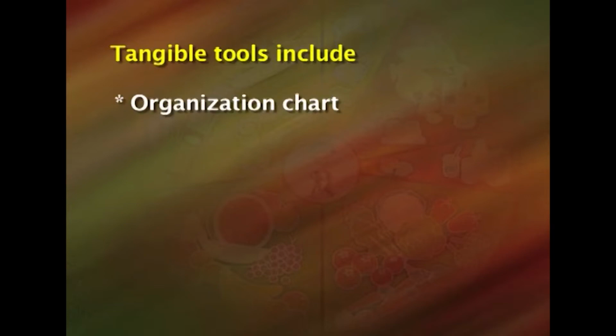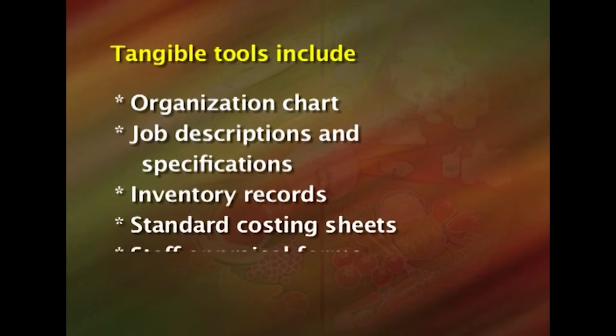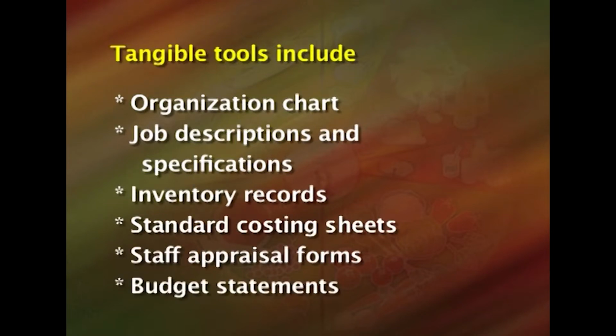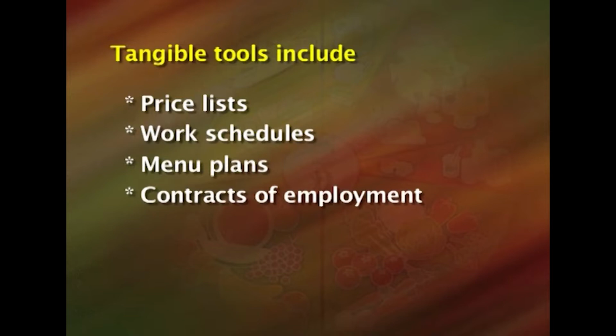The tangible tools include organization chart, job descriptions and specifications, inventory records, standard costing sheets, staff appraisal forms, budget statements, price lists, work schedules, menu plans, contracts of employment, job analysis and benchmarking. Let's learn about each one of them.